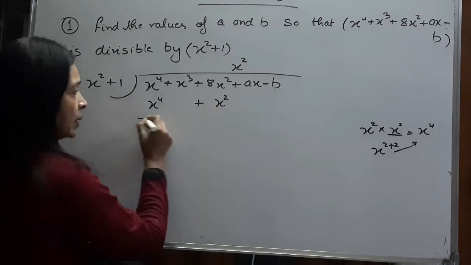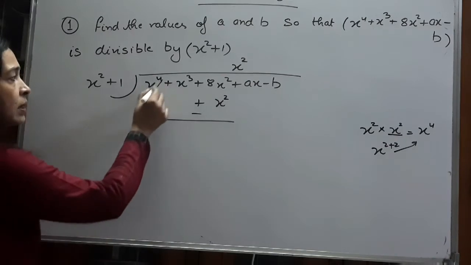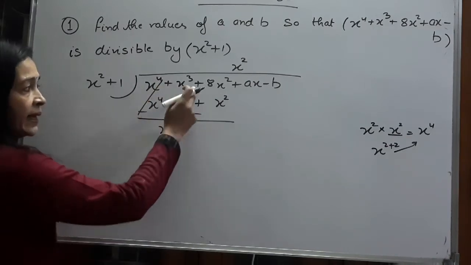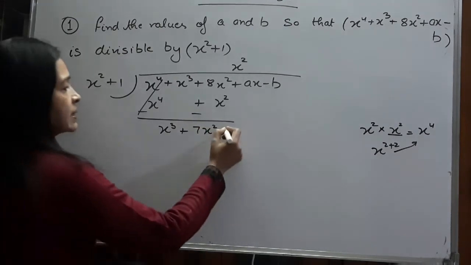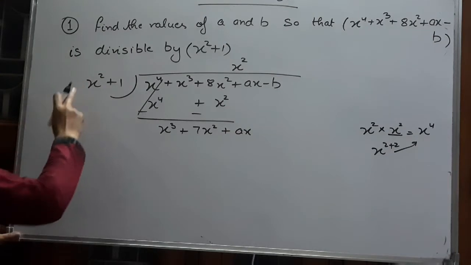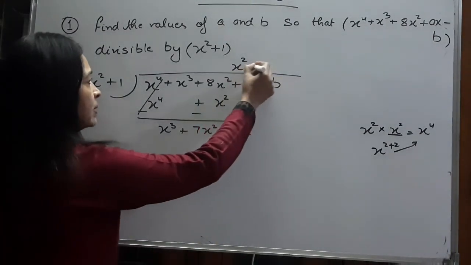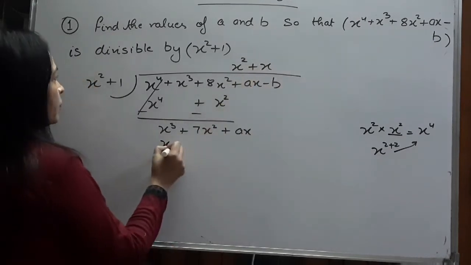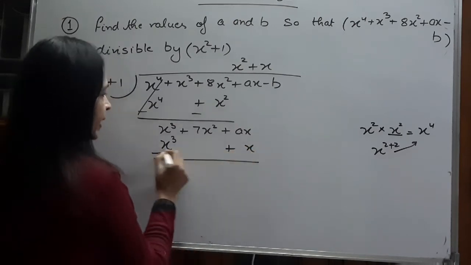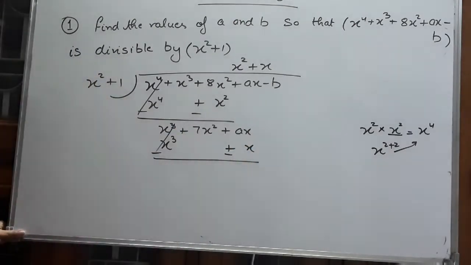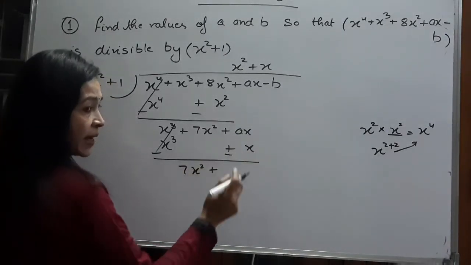X square. X square under the x square. Sign changed. X cube, 8x square minus x square, we have 7x square, plus ax. Now we have x square here in the divisor and x cube here. We will multiply with plus x. We get x cube, 1 into x, plus x. Negative sign. X cube cancels. We have 7x square plus ax minus x.